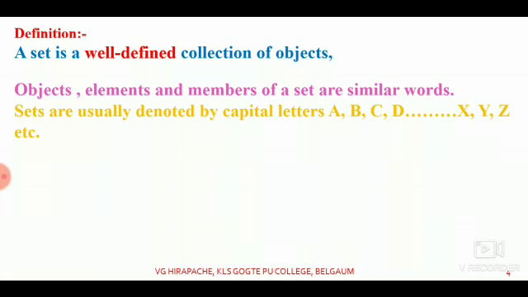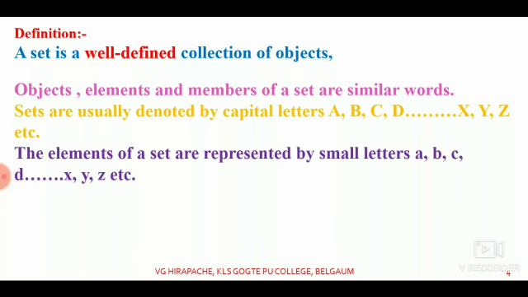The sets are usually denoted by the capital letters A, B, C, D, so on, X, Y, Z, etc. And their elements are represented by the small letters a, b, c, d, so on, x, y, z, etc.